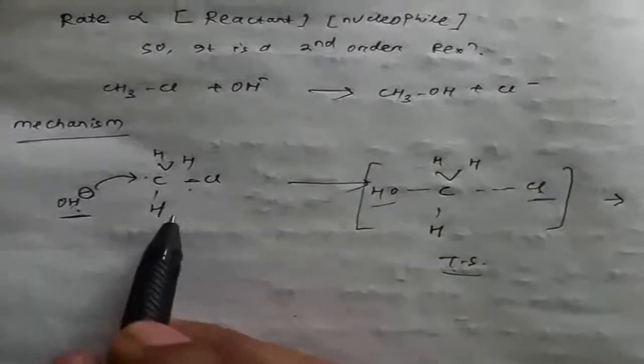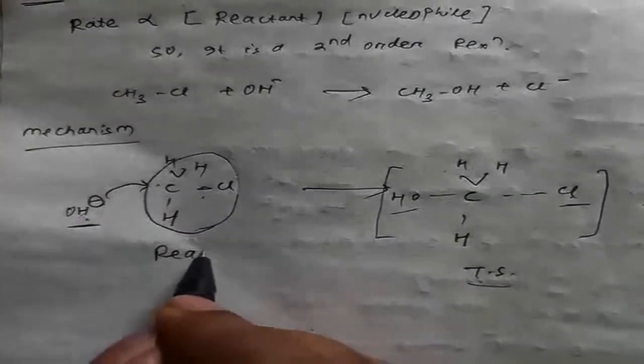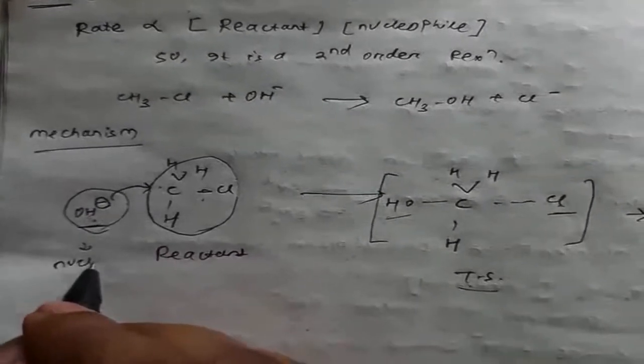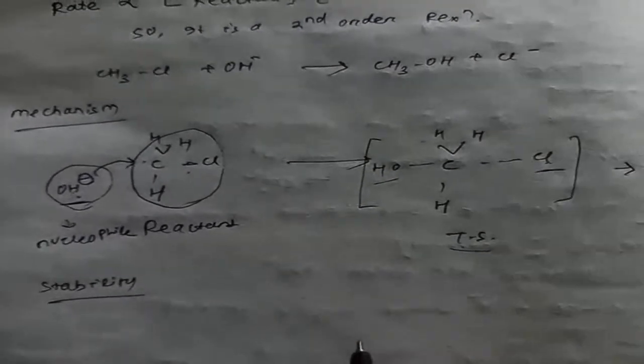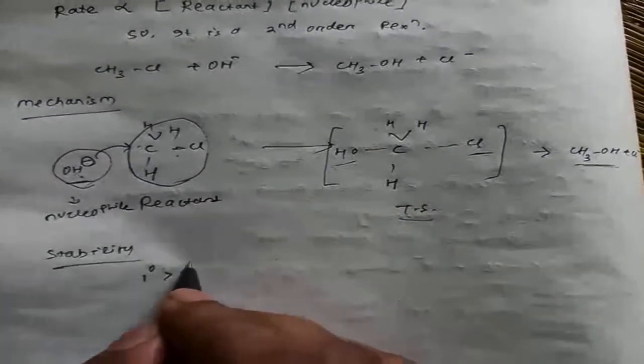Hence, the rate of the reaction depends on both the reactant and the nucleophile, so it is a second order reaction. The stability order for the SN1 reaction is 3 degree, 2 degree, 1 degree. But for the SN2 reaction it is reversed, that is, 1 degree greater than 2 degree greater than 3 degree.